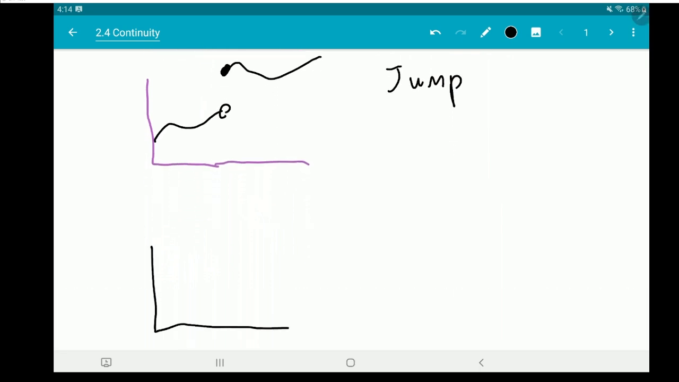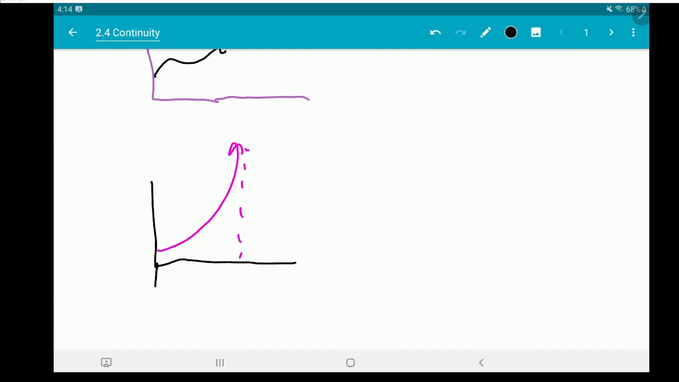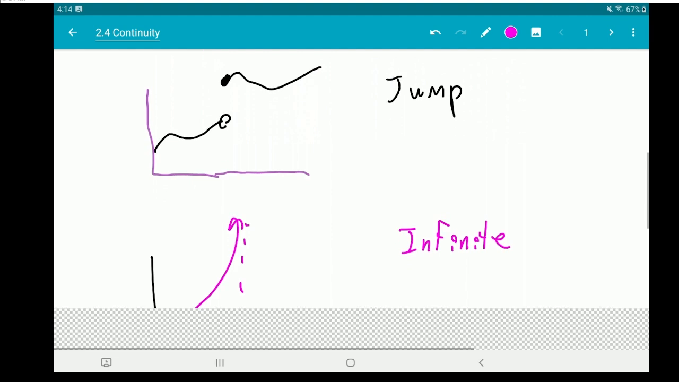And the final kind is a function that goes off to infinity. It only has to happen in one direction. And if you have this, then that is an infinite discontinuity. And so you can tell that because you try to plug in and you get like some number over 0. And that means you have an infinite discontinuity. So those are the three types. And we'll see examples of all of these too.